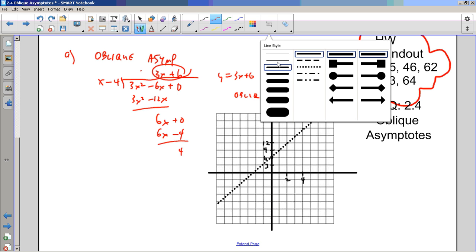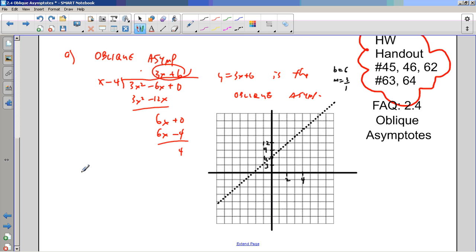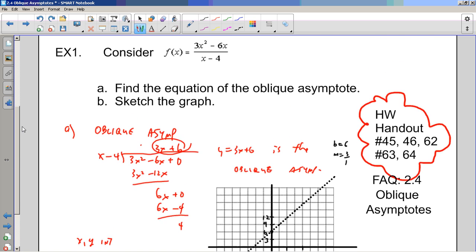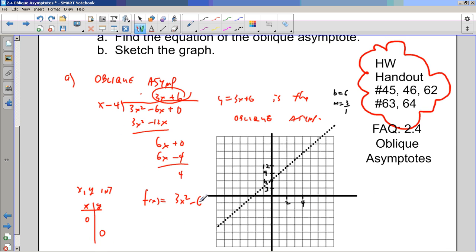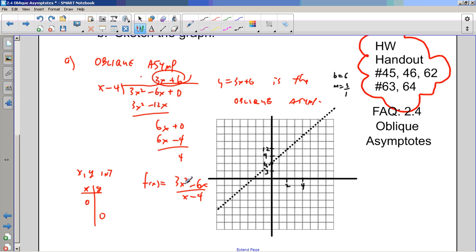The thing is, what's the rest of the graph though? Well, I have to do those other things that we've been practicing to figure it out. X and Y intercepts. Let's do them. I'm going to copy it down here. Y equals 3x squared minus 6x over x minus 4. And when x is 0, y is 0. So I got that point right there. And in fact, that's going to spoil this other calculation because the x and y intercepts happen to be the same.